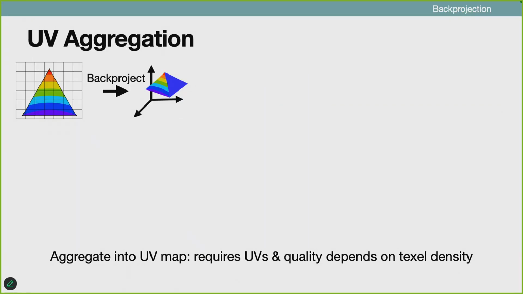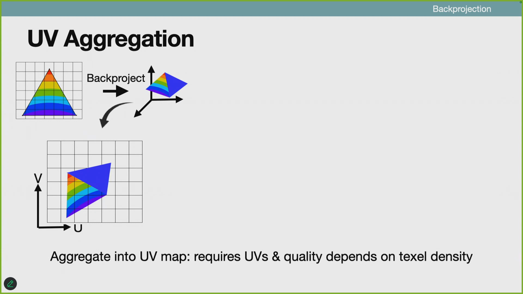Okay, so vertices not so good. Let's talk about UV maps. So in this case, let's assume we already have some back projection mapping that goes from this colored render back onto the surface. In this case, our surface is this two triangle setup.